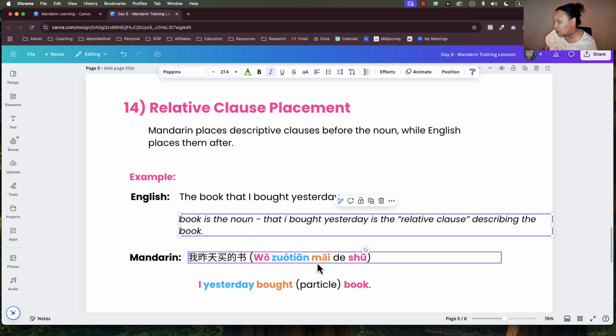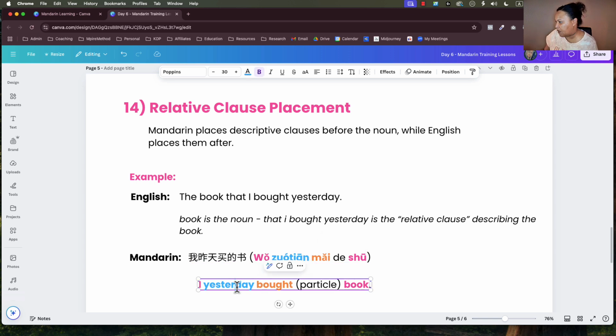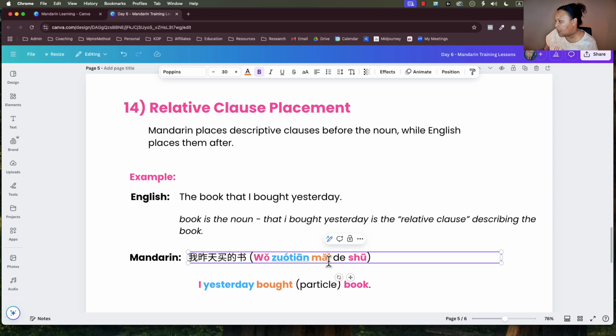Zotian. That is yesterday. Wa is one of our words, and I think we did zotian. We're seeing that a lot, and I think that's one of our spelling words, our vocabulary words. And then bought. This means bought. And then duh is the particle. Bought what? It separates the clause from the noun. So that's our breaker word right here.